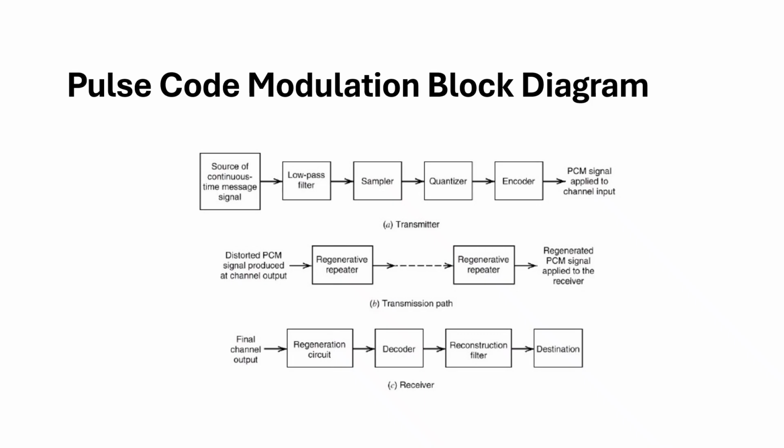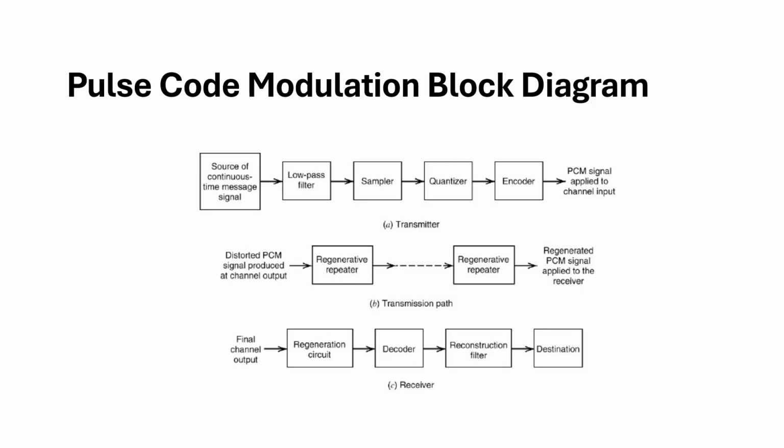In short, the signal from the source is a continuous time signal. It may be an analog signal, voice or speech, whatever it is, and that is generated from the source and passed through the low pass filter. Next, the noise component and the nonlinearity present in the system are eliminated, and the signal is given to the sampler circuit.